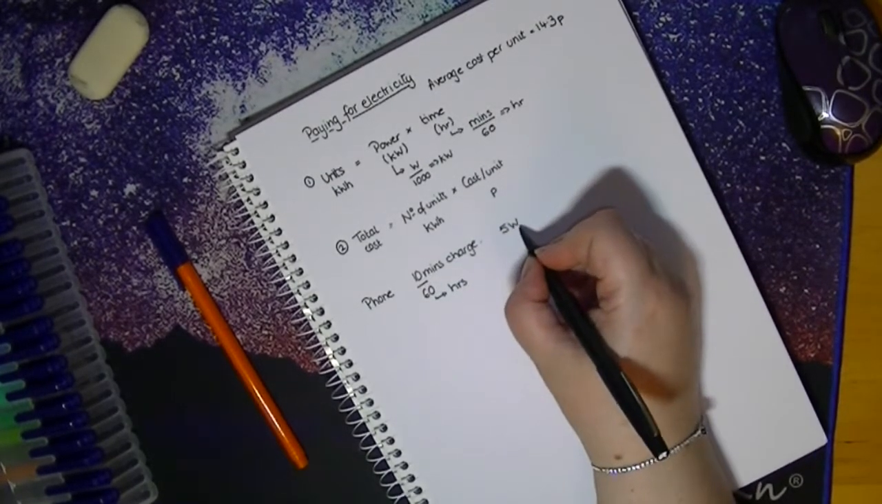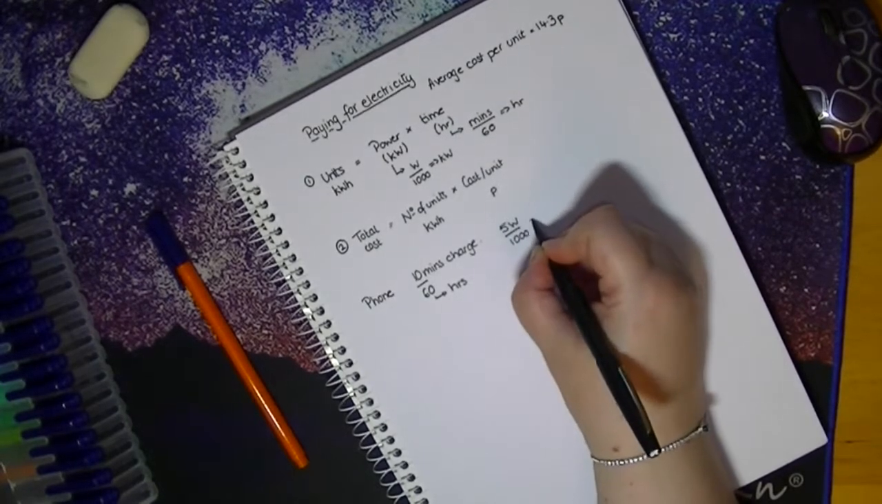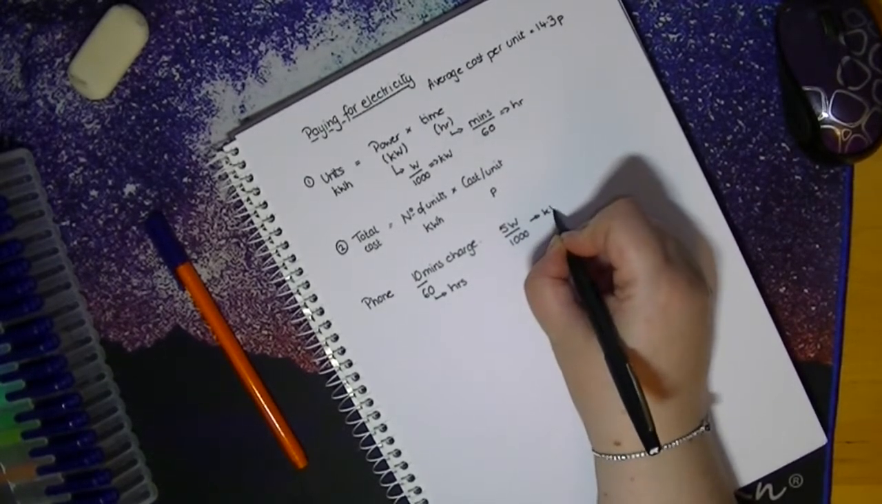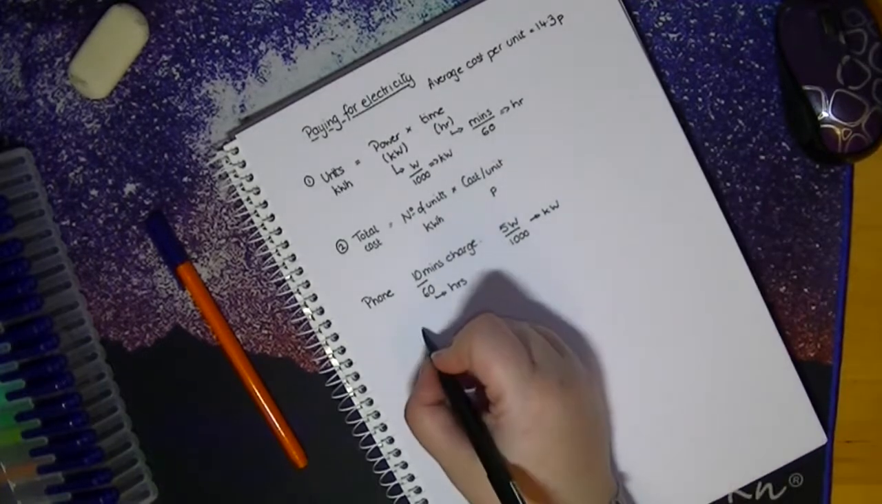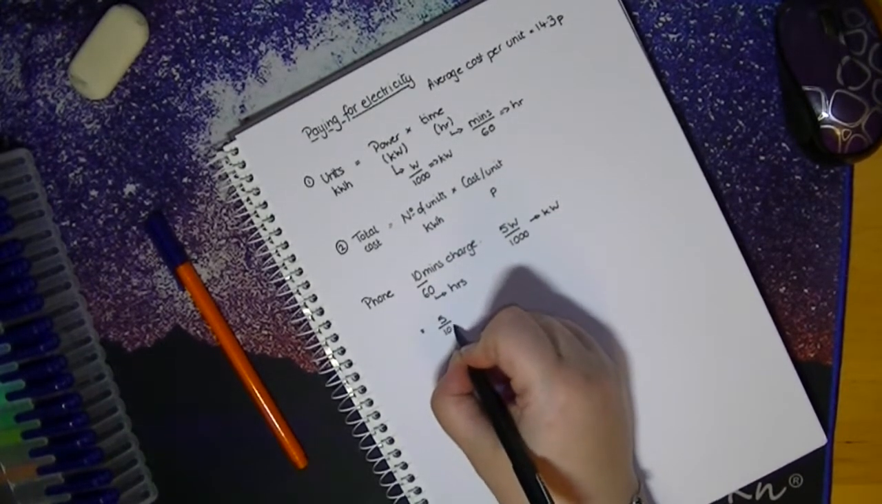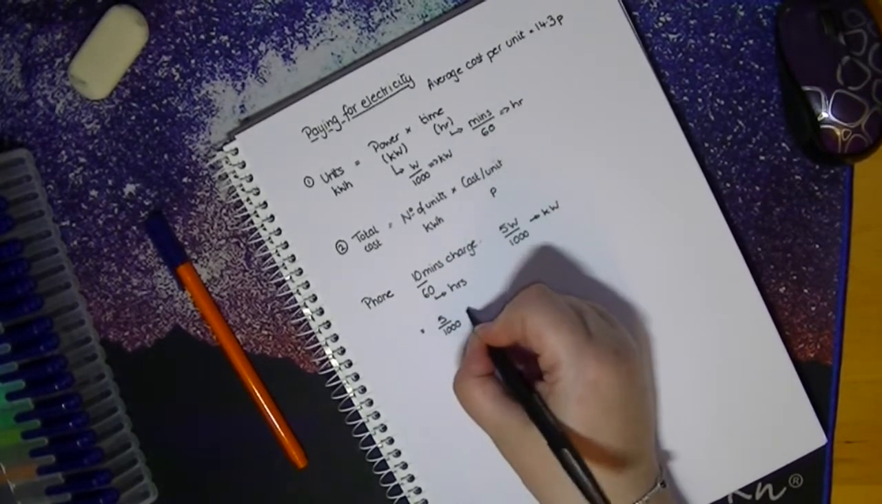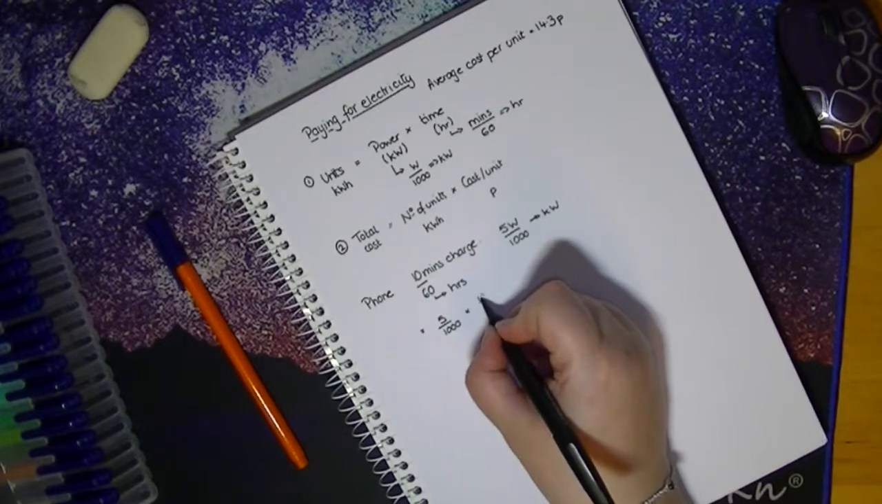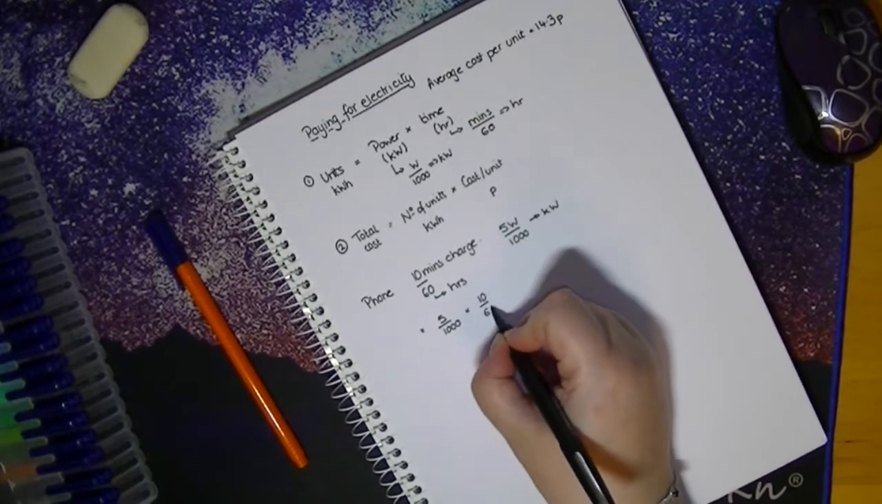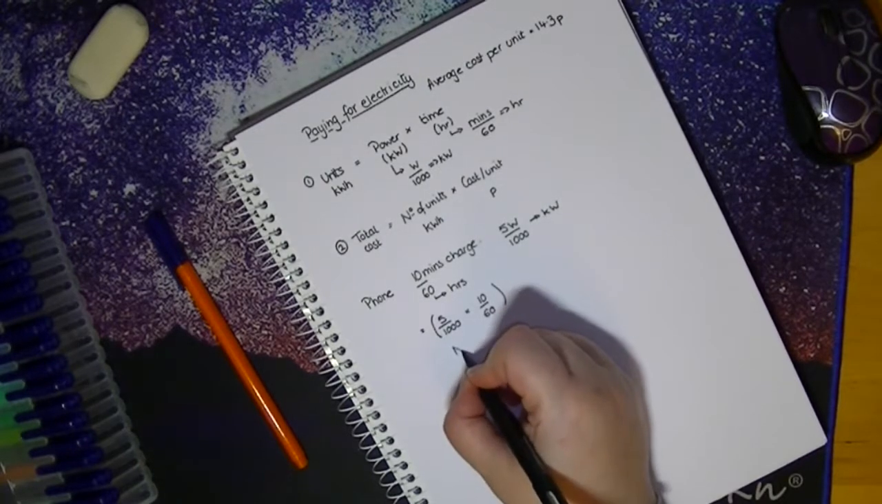I've got 5 watts, I want it in kilowatts. I divide by 1,000 and that would give me this in kilowatts. So my calculation then is going to be 5 over 1,000. There's my kilowatts. Then multiplied by the time, 10 over 60, because I need to move it into hours from minutes. This gives me that number of units bit.